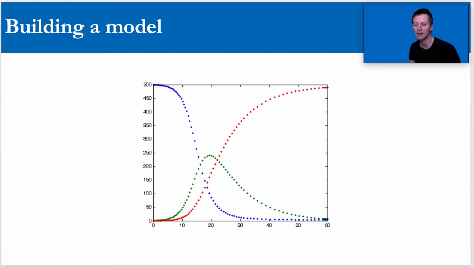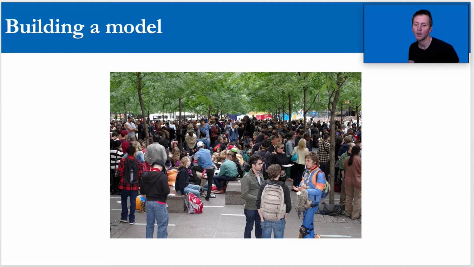So what we can see in this particular model is that the blue line, the number of susceptible people, is going to decrease over time. The green line, the number of infected people, is going to increase and then decrease as people recover. And then finally, the red line shows the number of recovered people. That's obviously going to increase over time. So that SIR model is a kind of mathematical model, based on differential equations.